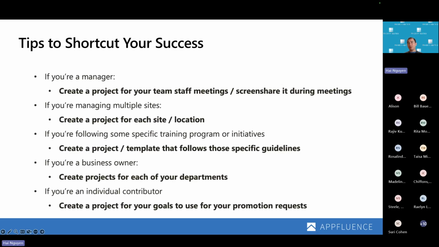A couple of tips for you to get to success quickly, and soon I'll show you how to actually use the software, which is if you're a manager, create a project for your team and staff meetings and then screen share it. So what happens is instead of just having a staff meeting where you're arbitrarily going through different tasks that everyone's been working on, use Prio Matrix, write down the things that are important for everyone, and then project that on the screen.